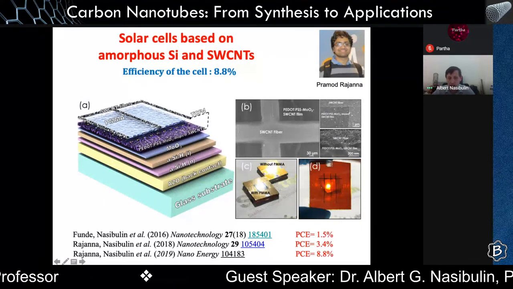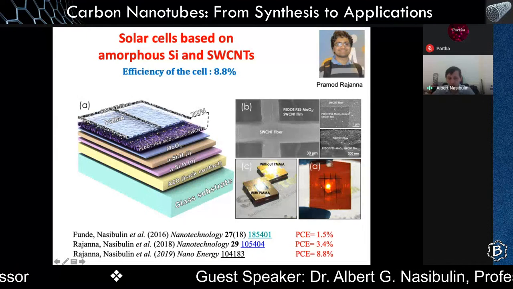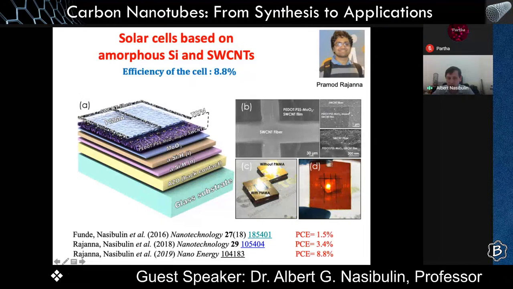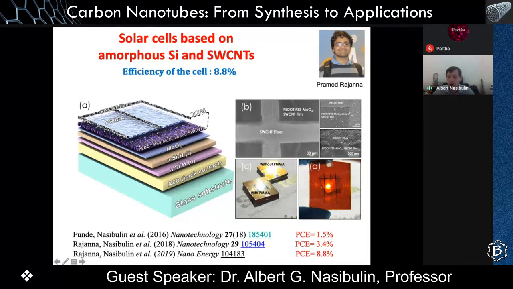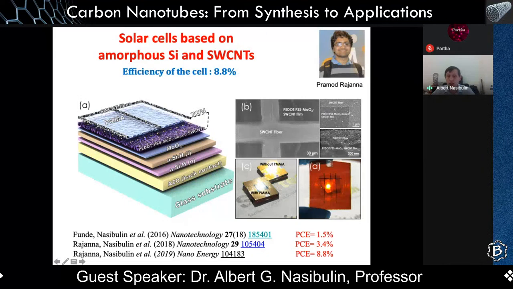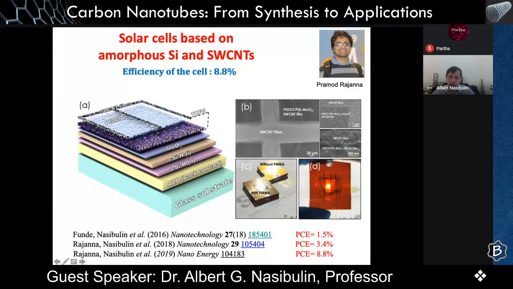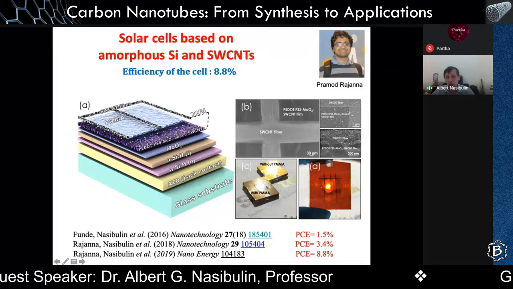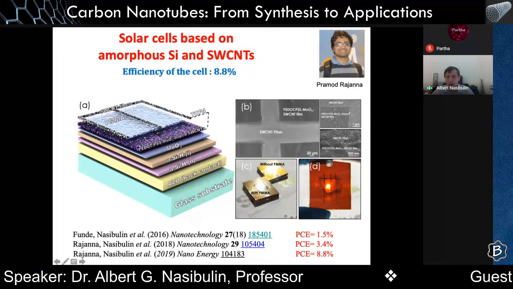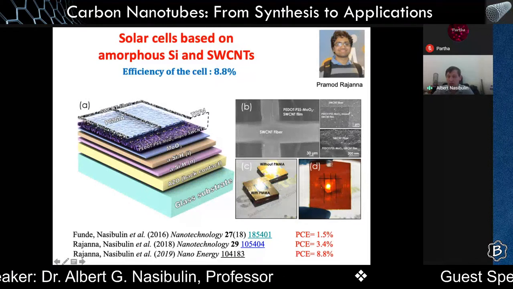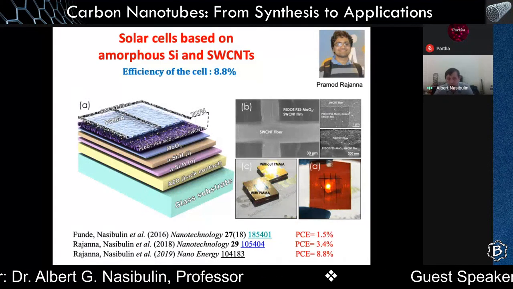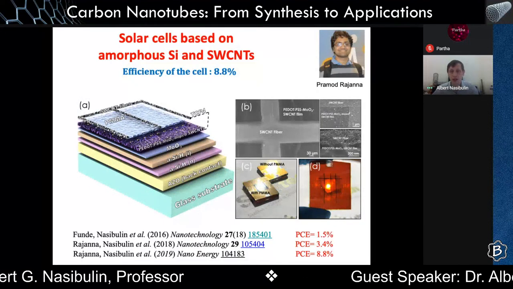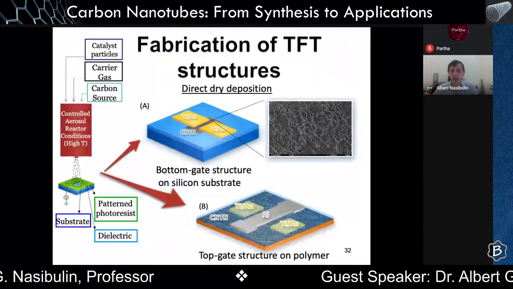And you could see we started to work in 2016, and our first paper was 1.5%, then we improved to 3.4%, and now it's 8.8%, which you need to compare with 7%. If you finalize this solar cell with the amorphous silicon layer, not with our electrode, you get only 7%, which is quite a tremendous achievement for the amorphous silicon substrate.